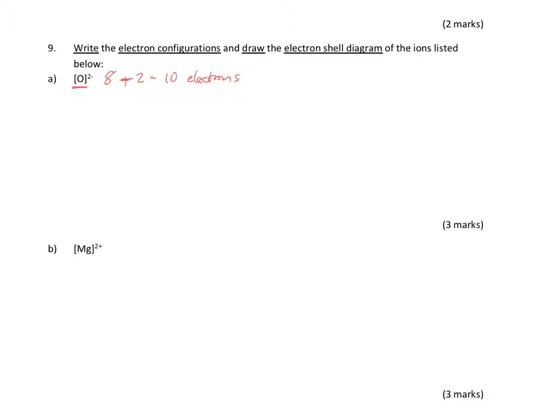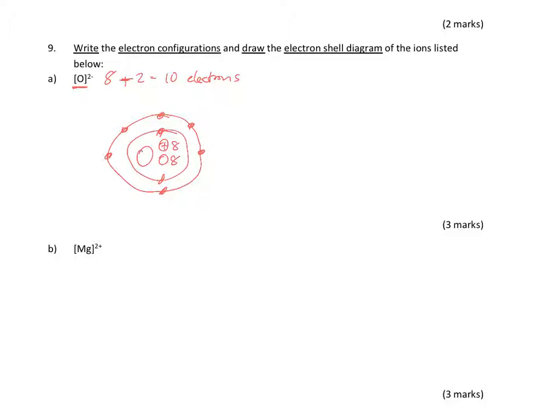Okay? So let's draw that. Oxygen. It's going to have 8 protons. It's going to have 8 neutrons. 1, 2 electrons. 3, 4, 5, 6, 7, 8.